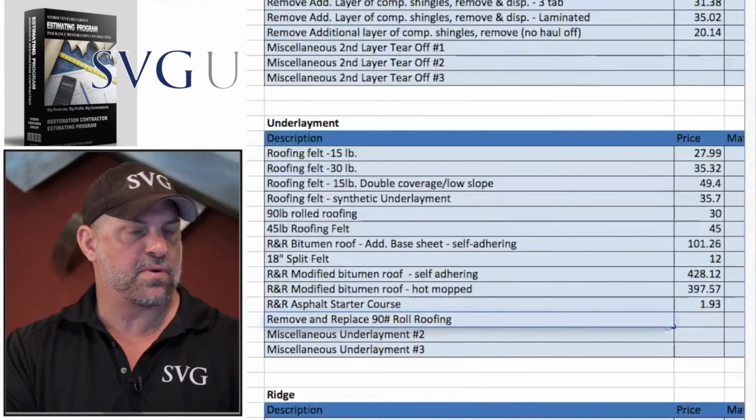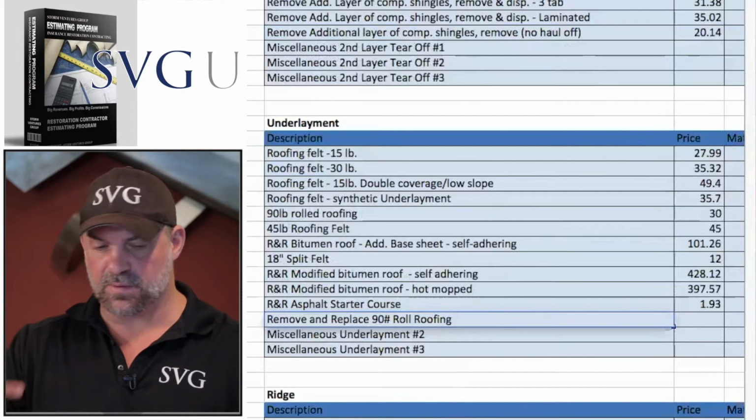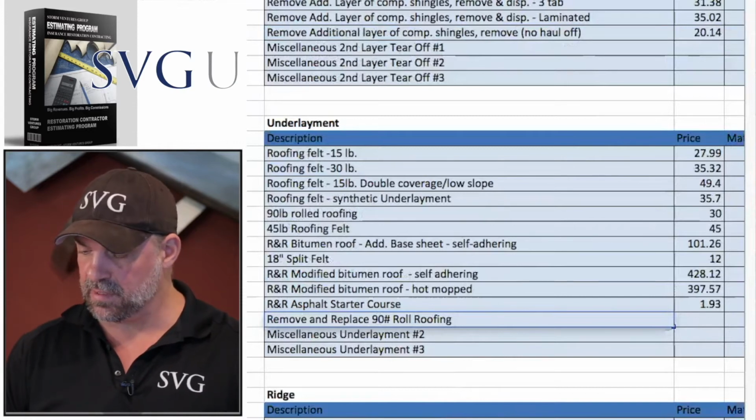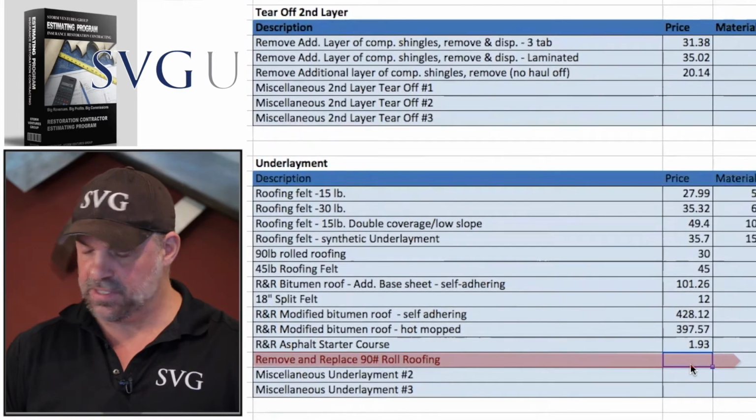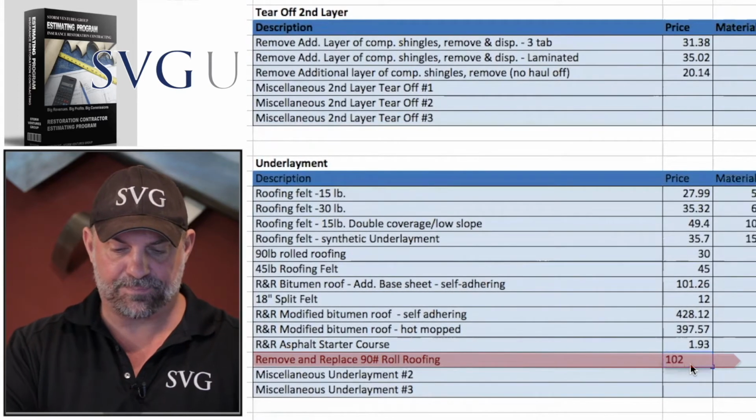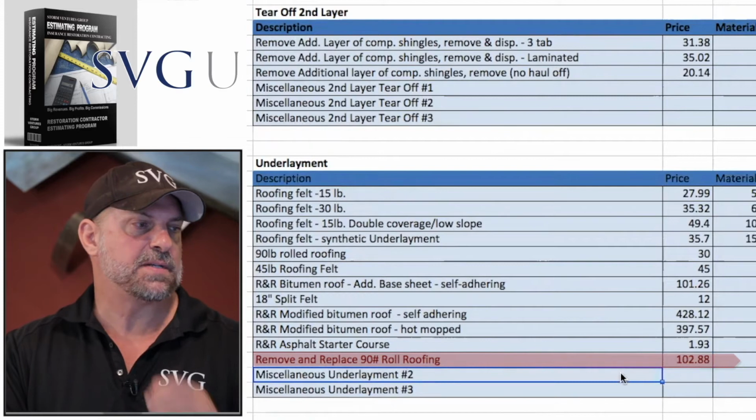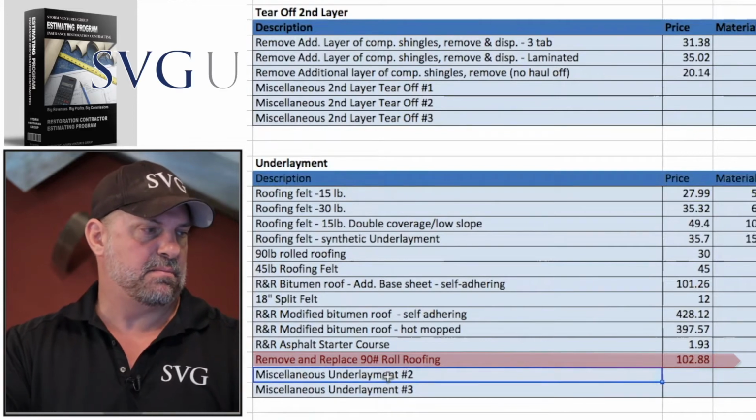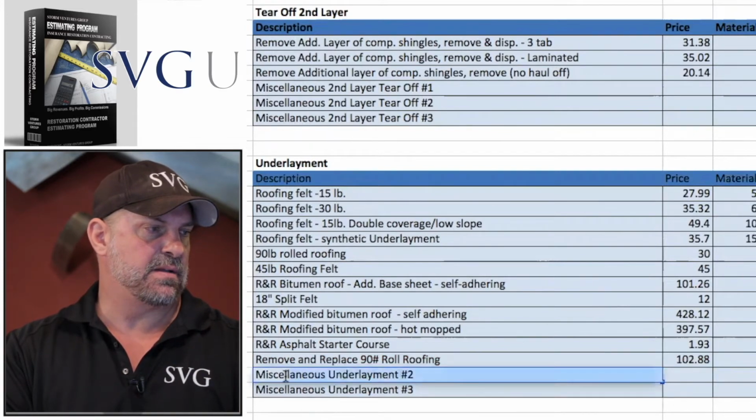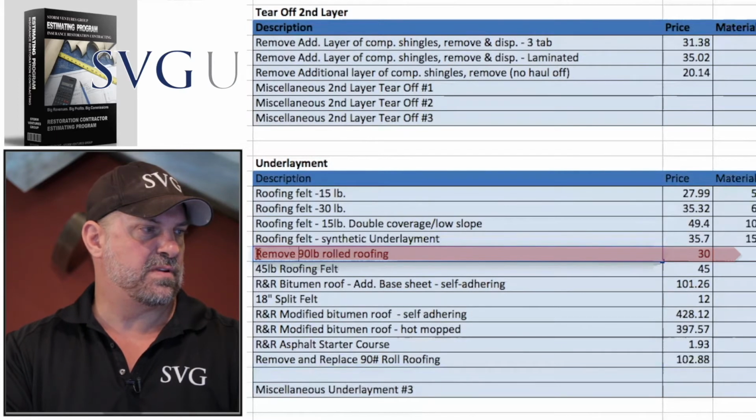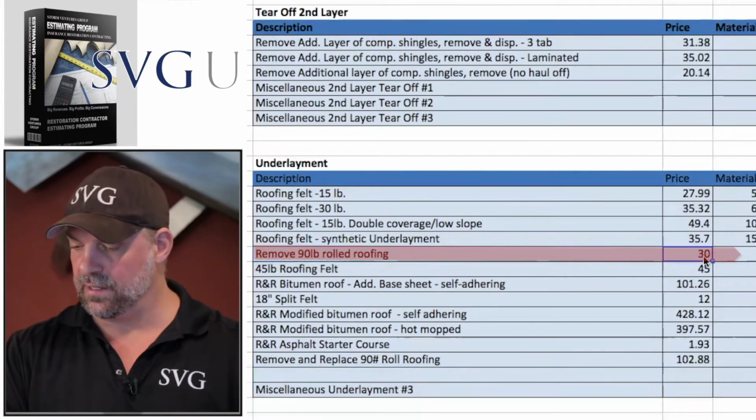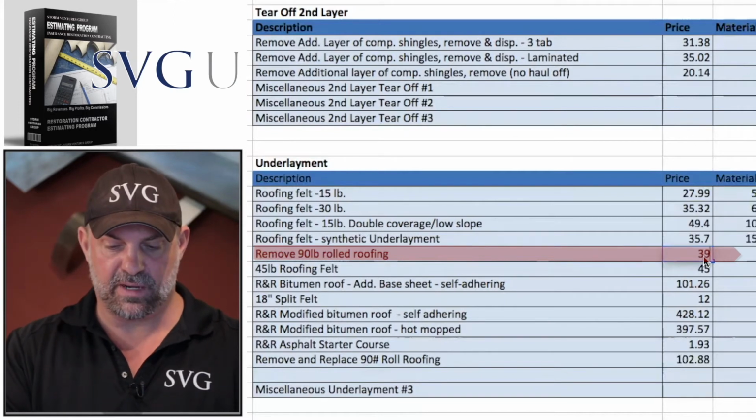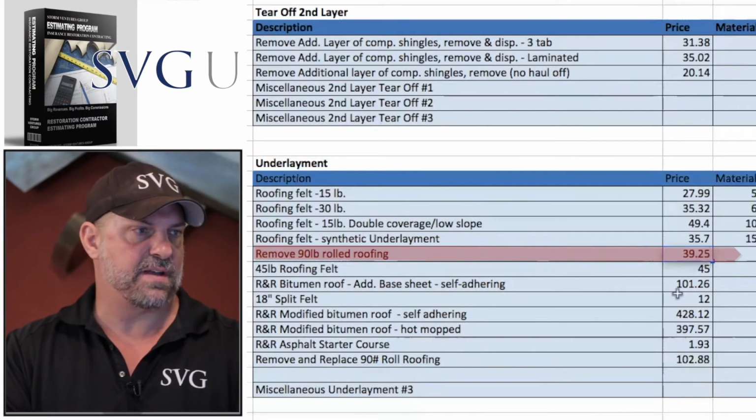But I'm going to go ahead and write that price in case I run across it again in a place where we would do an R&R of roll roofing, although it's not a favorite thing to do. There's better materials out there. So that's $102.88 as an R&R price. And I can also go ahead and we'll throw a remove 90-pound rolled roofing as an underlayment. I had 30, and it's actually been an increase here in Florida. That's $39.25 to remove. So I'm capturing that new price.